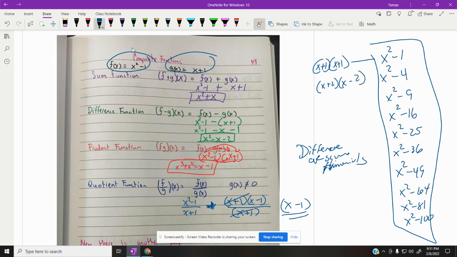I just realized I put both positives here. Give me a second. It should be positive, negative. And I think you guys kind of get the point.